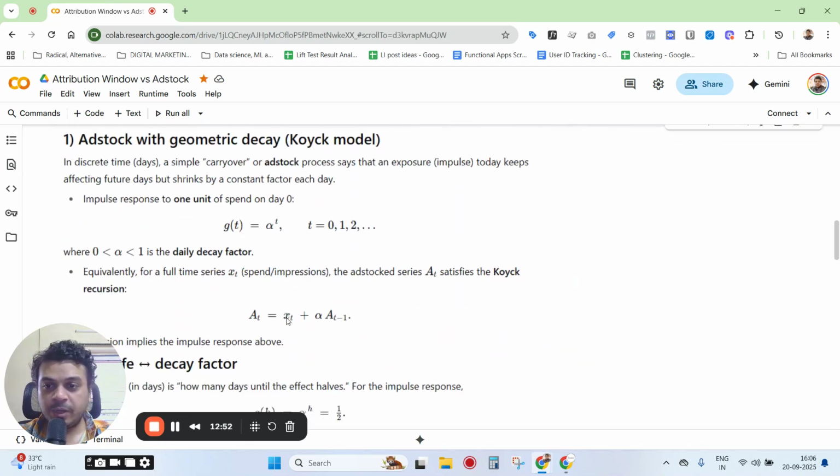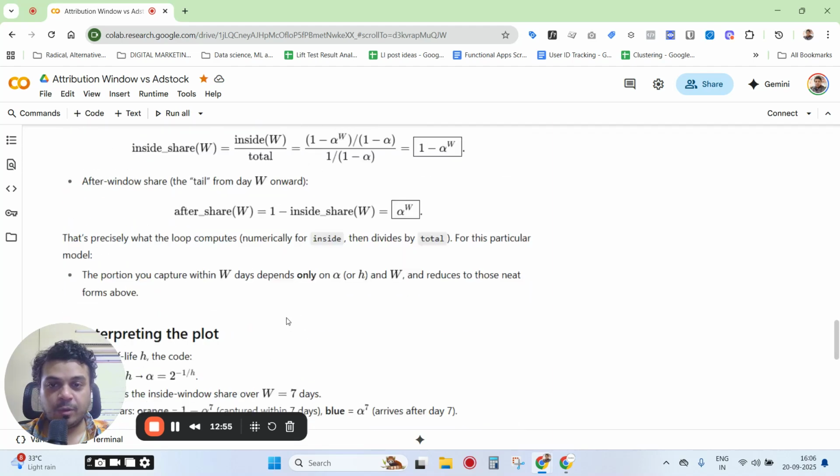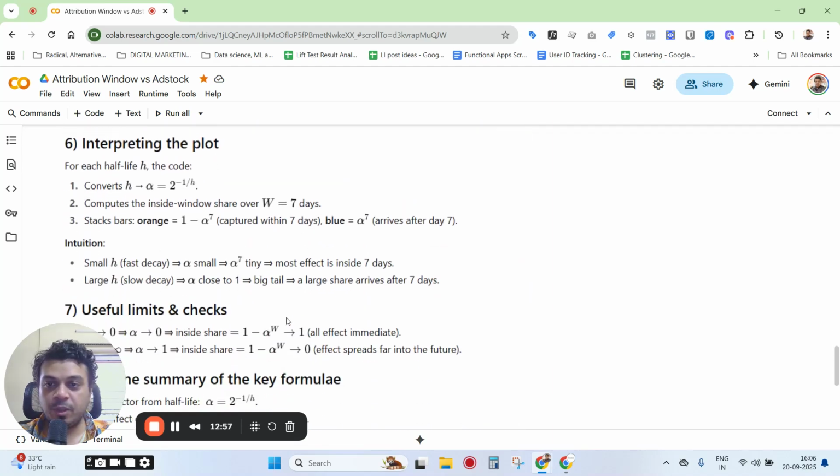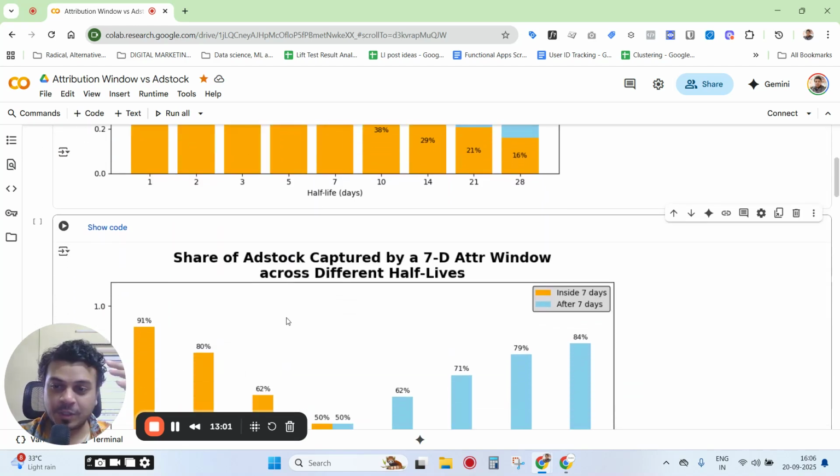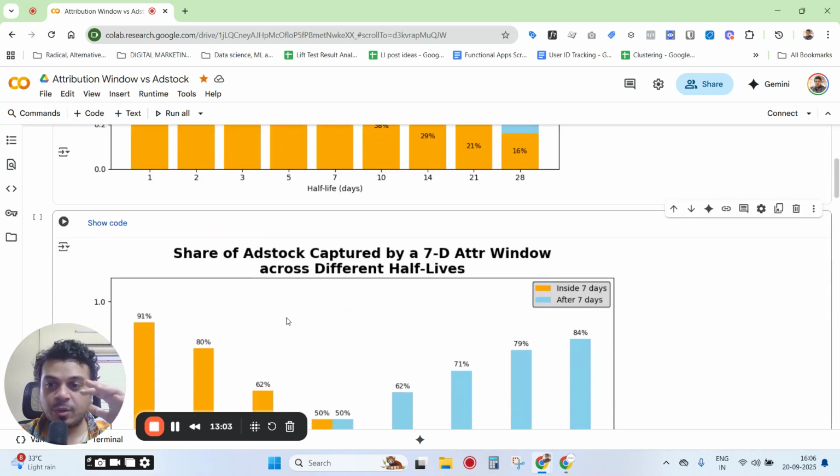If you want this document, you can take a look at that. I'll leave it in the description of the video. But this was essentially the mathematics and the concept. So don't confuse Adstock and attribution window. These are related, but they're different concepts and they come from different traditions.